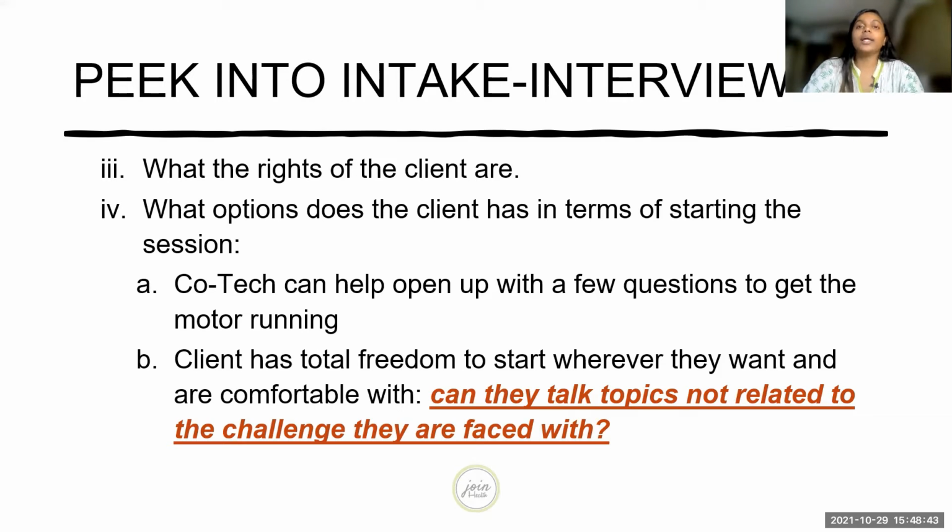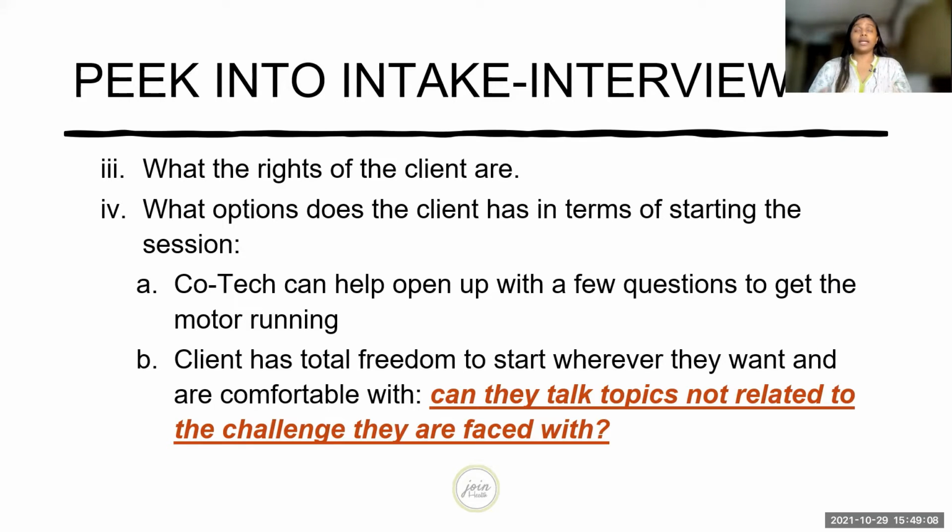What options does the client have in terms of starting a session? So usually what I like to do is I'd like to tell them, hey, how would you like to set about it? When they say they don't know, I would offer up a couple of suggestions, where I would say, would you prefer me to ask you a few questions to jog your memory and get your wheels turning? Or would you like to start from wherever you want to?